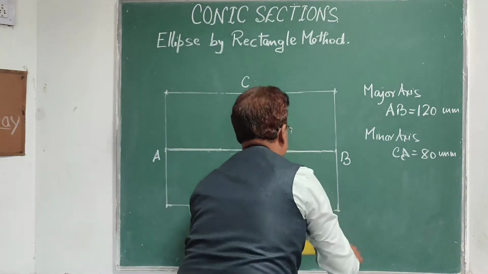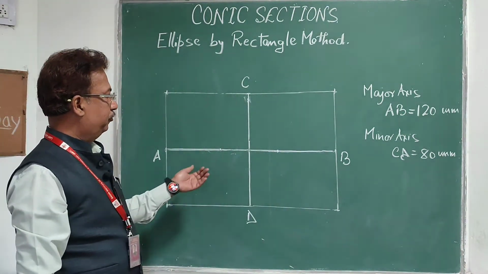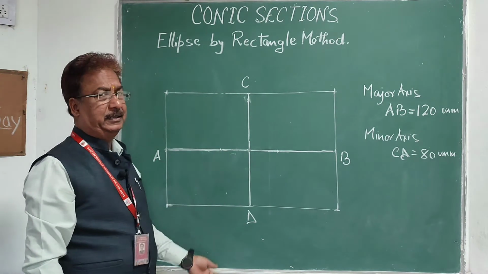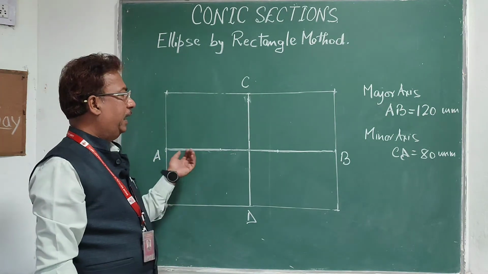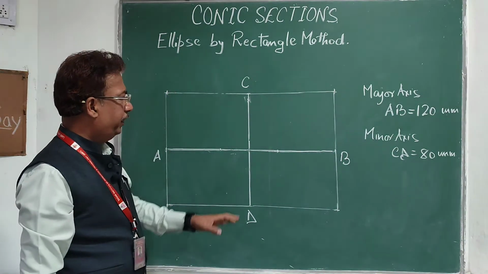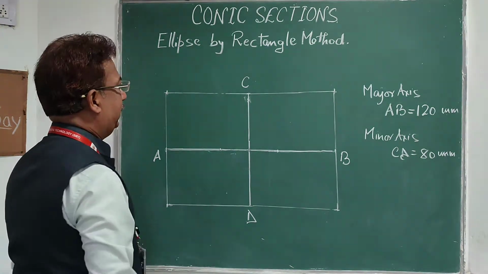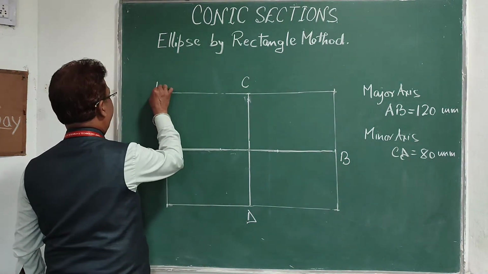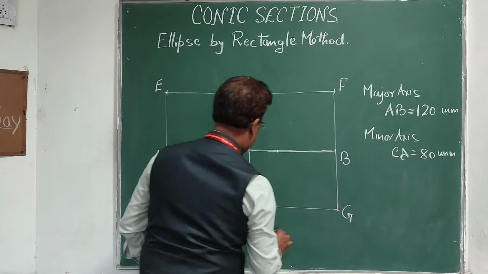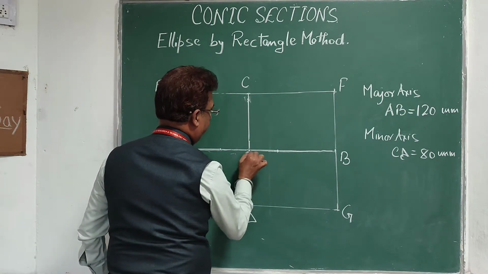So now simple construction will be there. After drawing AB and CD, I have drawn lines parallel to AB from C and D, that is the end of the minor axis, and from the end of the major axis I have drawn a line parallel to the minor axis. So the whole figure will be a big rectangle of size 120 mm into 80 mm. If I name this, then that may be E, F, G and H. And if this will be the center of the ellipse, that will be the point O.